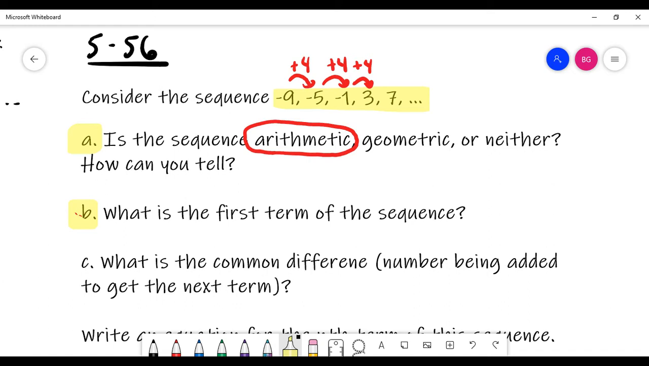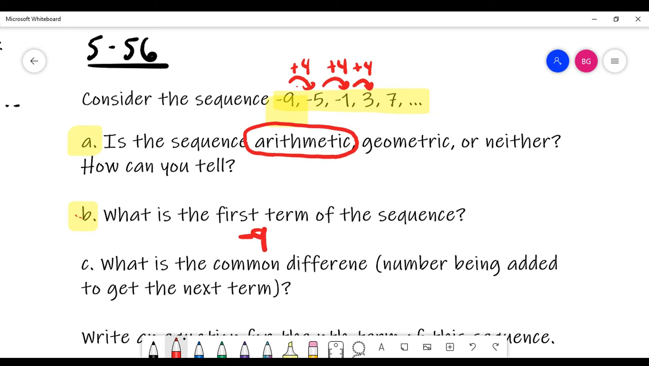All right. So I kind of gave a big hint away, but it's asking what is the first term in the sequence? That means our first term is term number 1. So we're looking in the first spot here, which is -9. So -9 is the first term listed in this sequence.